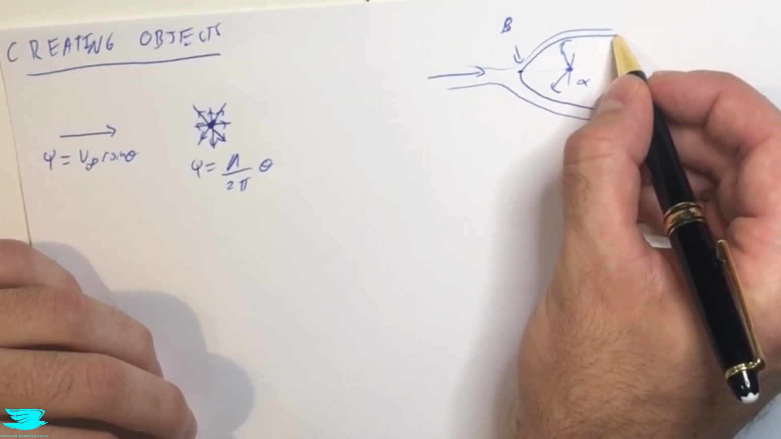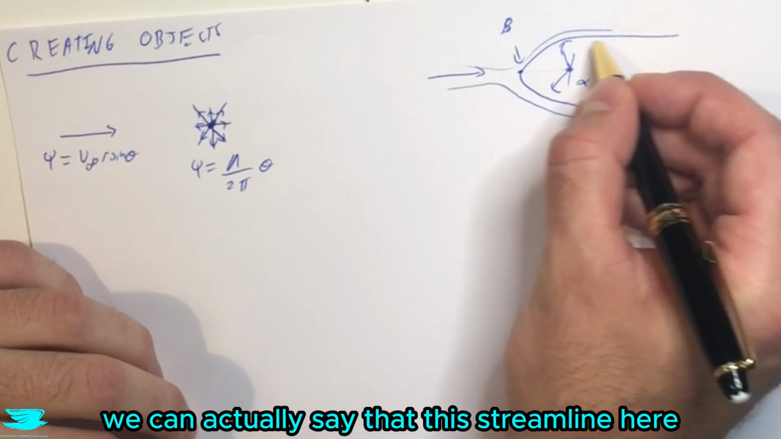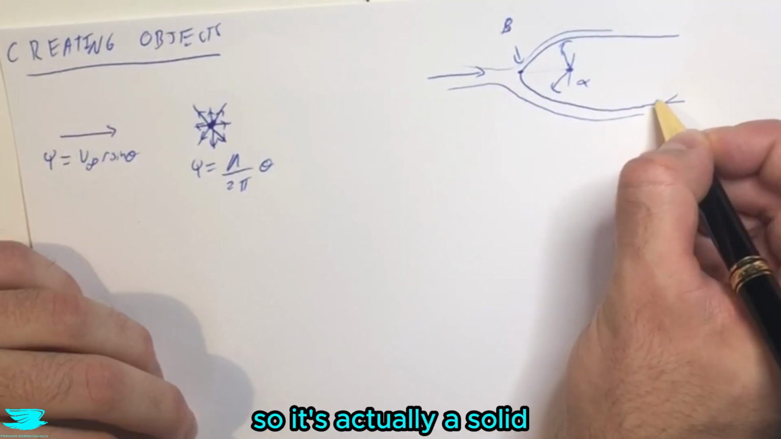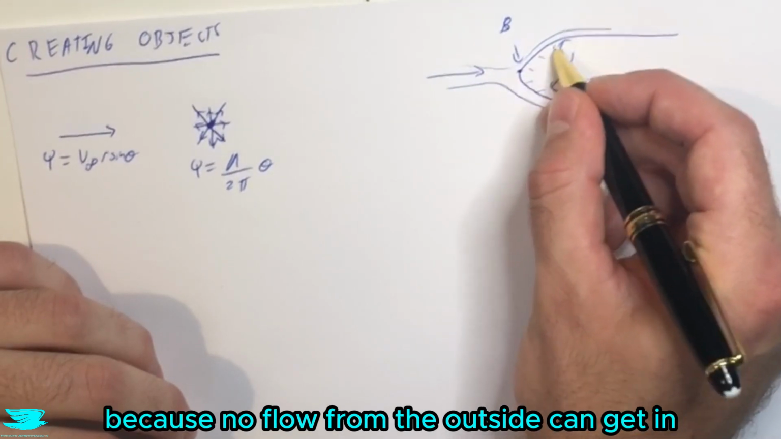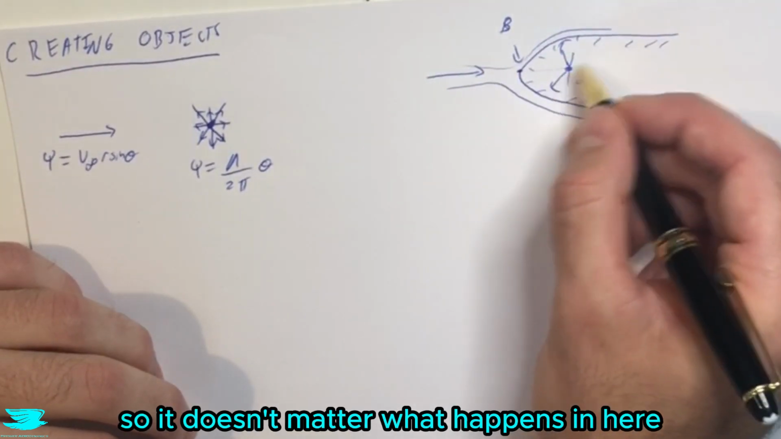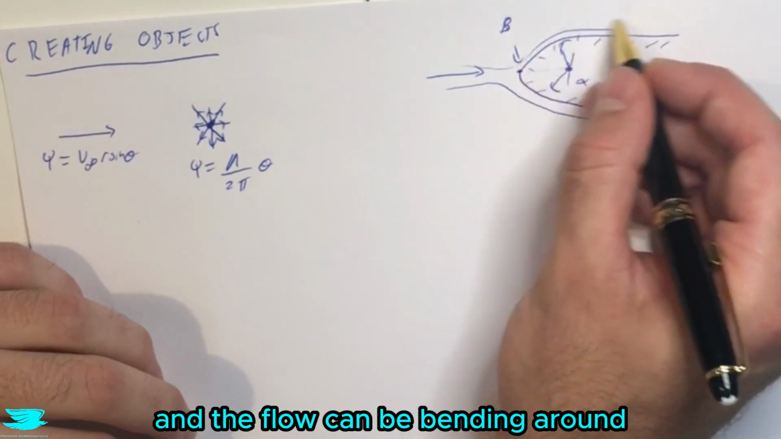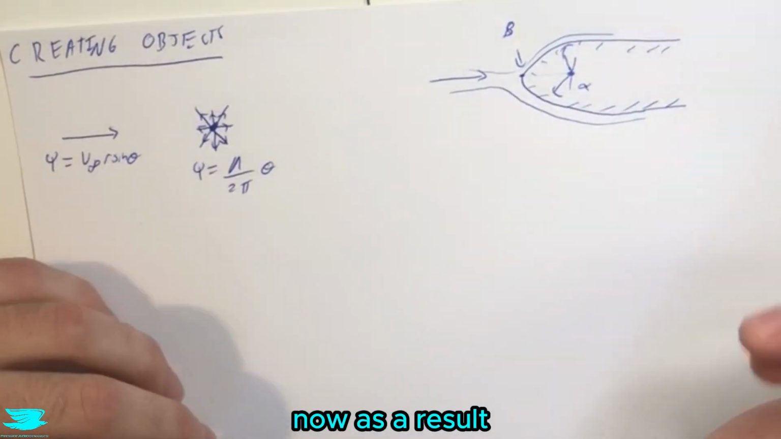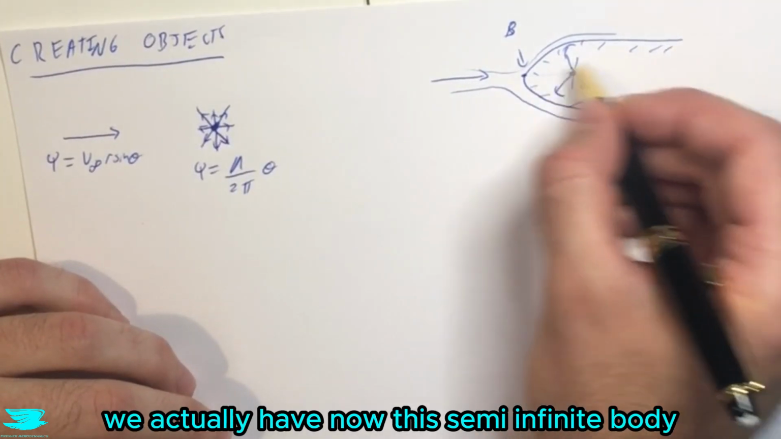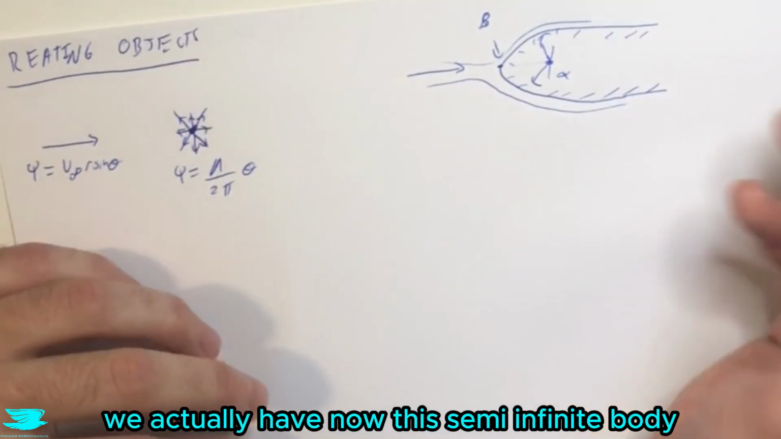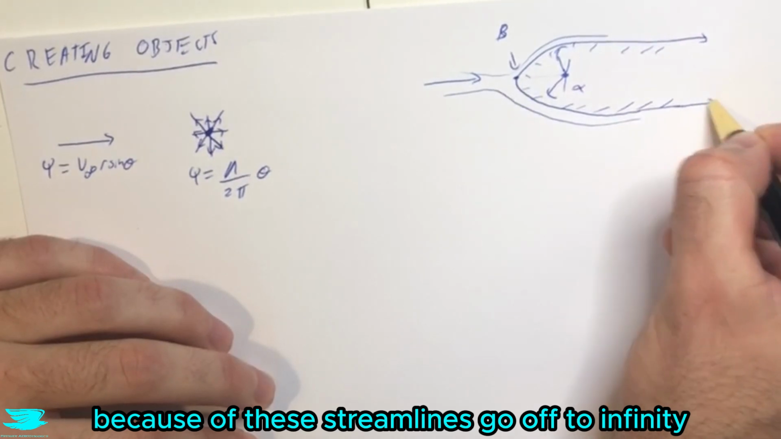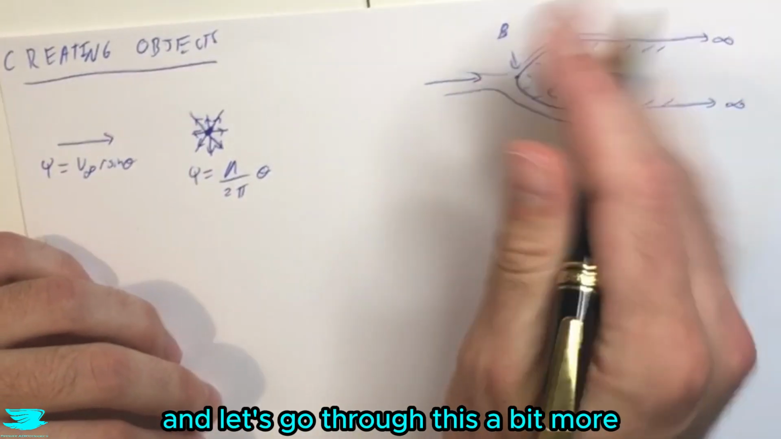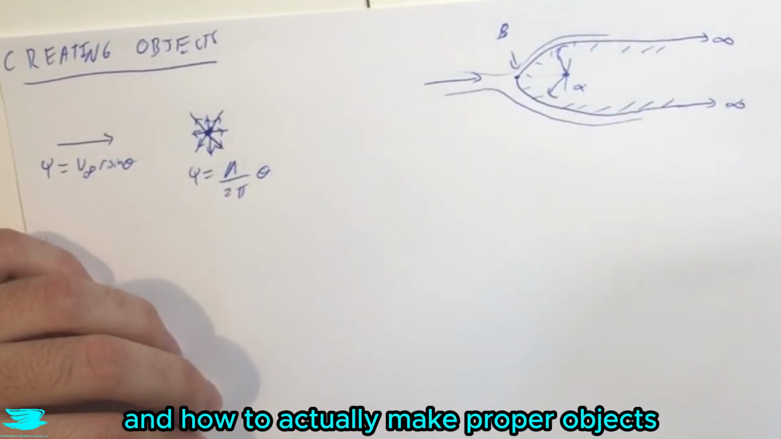As such, we can say that this dividing streamline can be treated as a surface. So it's actually a solid because no flow from the outside can get in, so it doesn't really matter what happens in here, and the flow is going to be bending around as if it were an object. So we can call this the surface now. As a result, we have this semi-infinite body because these streamlines go off to infinity. So we have some kind of object happening here. Let's go through this a bit more and tease out what's happening and how to actually make proper objects.